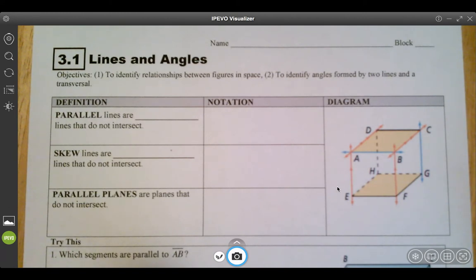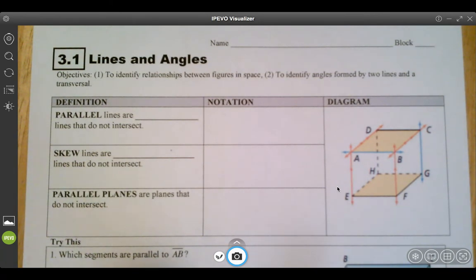And we're going to start out by just talking about some of the relationships that you might have heard before, such as parallel lines and planes. So our first objective for this chapter is to identify relationships between figures in space. Now, in space, we're talking about 3 dimensions, and to identify angles formed by 2 lines and a transversal. And we'll talk about what a transversal is as well.